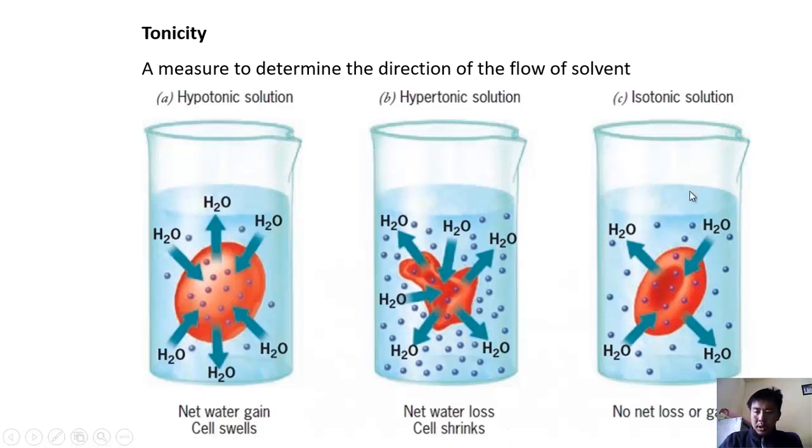Now let's talk about isotonic solution. Here the amount of water in the solution is equal to the amount of water in the cell. So there is no movement of water, or we can also say there is equal movement of water. That means the water going out from the cell and the water coming inside is equal, so the cell will remain the same.